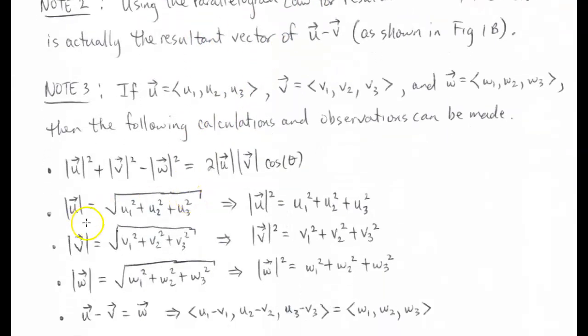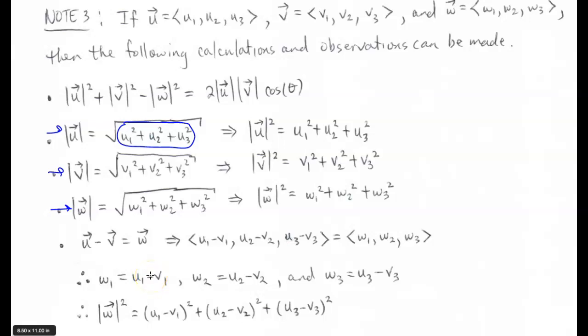Now, of course, we know that calculating the magnitude of a vector that has 3 components is just going to be the sum of the squares of all the components, and then you take the square root of it. So if we square those results, it's just going to be the expression that's under the radicand here. And that works for the magnitude of u, v, and w.